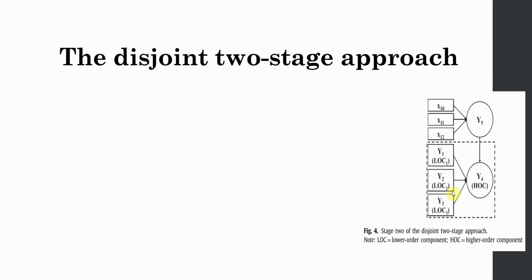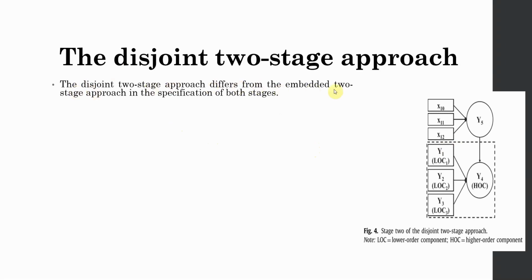The disjoint two-stage approach. Now, have a look here. So you've got stage two of the disjoint two-stage approach. Now, this is the stage two, whereby you've got this higher order construct measured formatively and you've got your lower order construct, that is the composite scores, latent variable scores generated at the first level. But look at the other lower order construct. You see the indicators instead of the latent variable score. If this was embedded two-stage approach, there would have been just one variable, that is the latent variable score for this variable. Now, how do you get latent variable score? I'm just going to tell you.